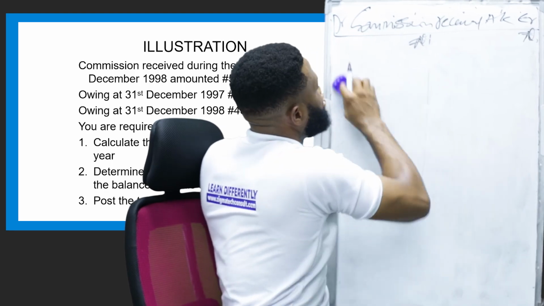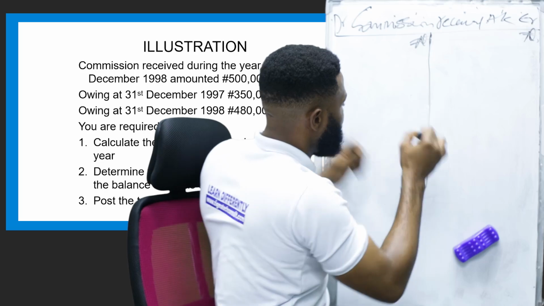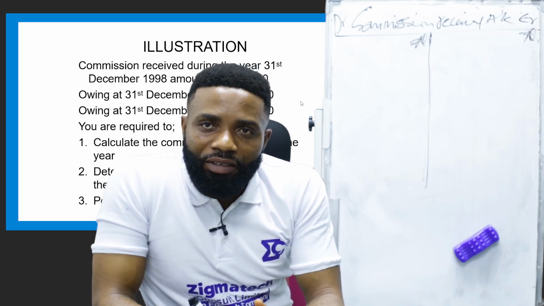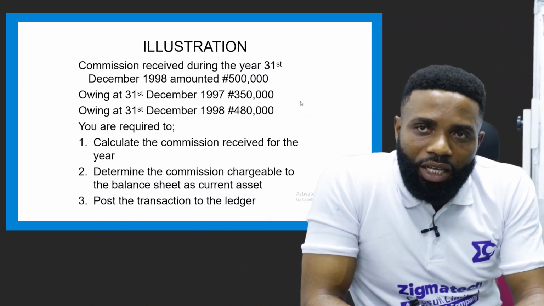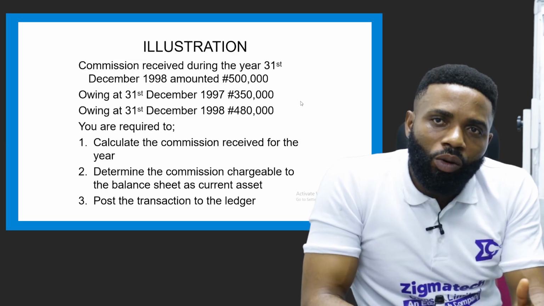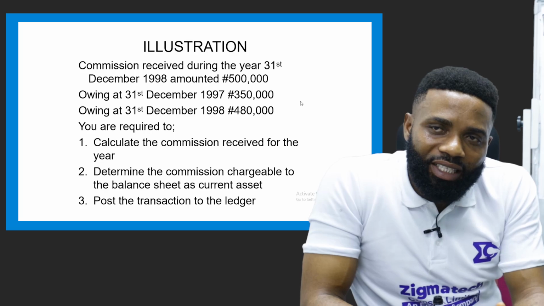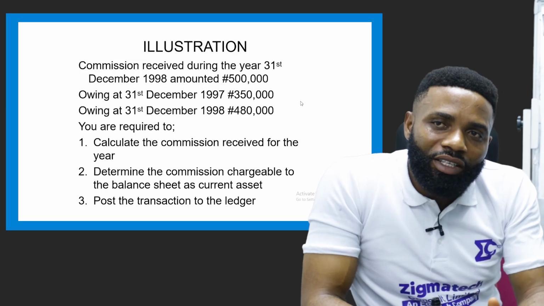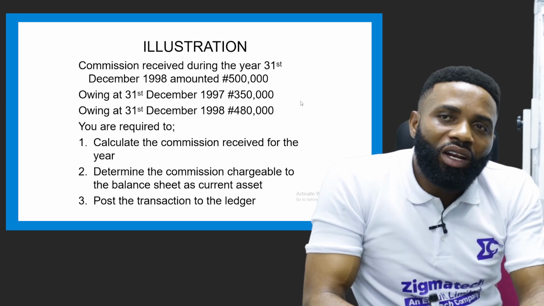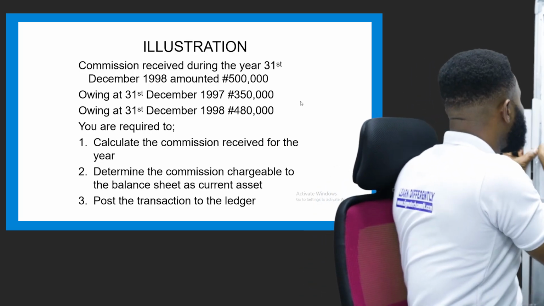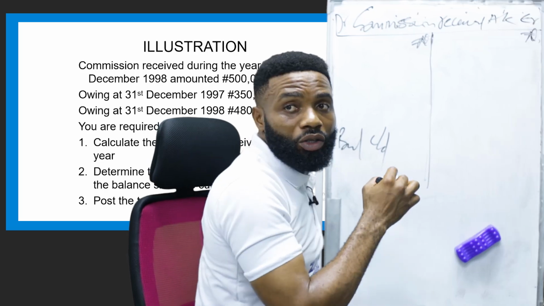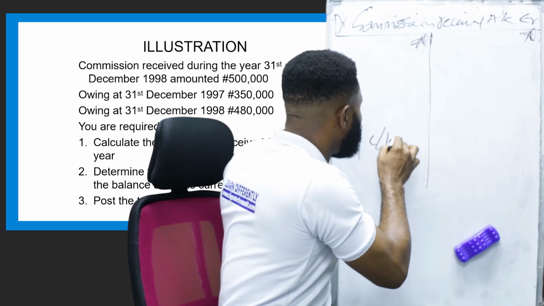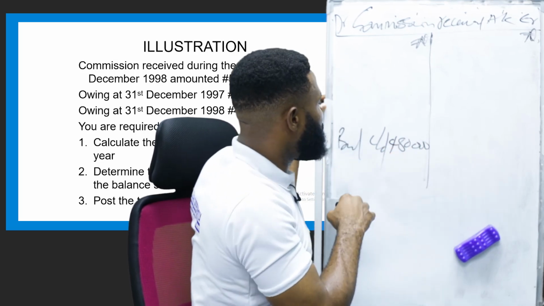Let me explain something. Commission received during the period 31st December 1998 is 500,000. This is what you receive for the year. Owing at 31st December 1997 is what is owed last year. And owing at 31st December is what is owed this year. So whatever is owed this year is always your balance carried down, which is what is owing you this year. What they are owing you is 48,000. That is the way it should be.